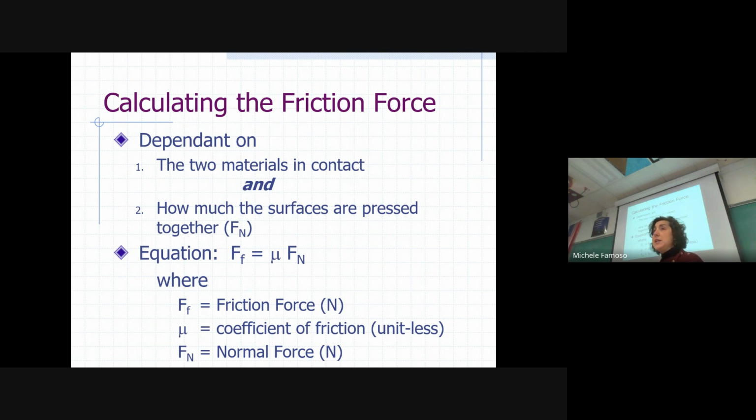Mu represents this thing called the coefficient of friction. It's a unitless value which changes based upon the materials that are in contact. It's material dependent. And Fn is the amount of pressing, the normal force in newtons. Now, this is on our reference table. So let's jump to our reference table and check off some stuff here. There's a lot of stuff to check off with this.